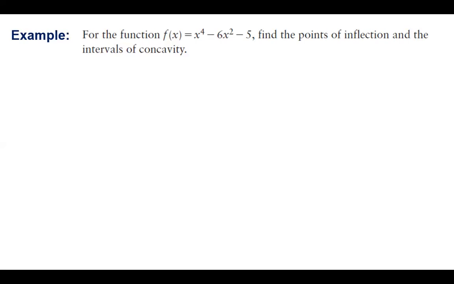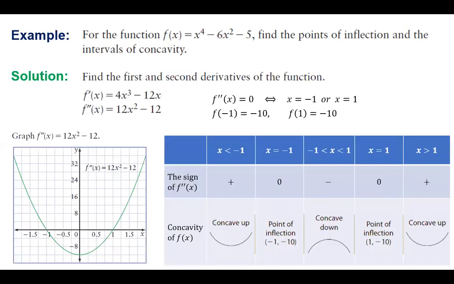Okay, have you finished? Let's have a look at the solution. First of all, in order to find the points of inflection, remember we need to check its second derivative, right? So we can find the first and second derivative of this function. The first derivative of f(x) equals 4x cubed minus 12x, right? Then based on that, we find the second derivative, which is 12x squared minus 12, right?